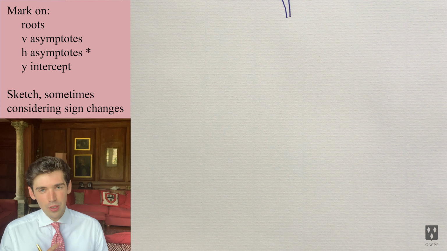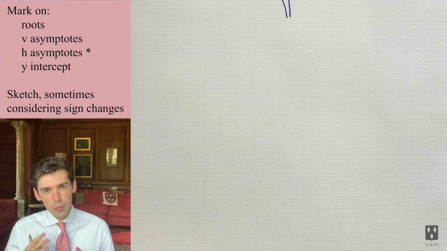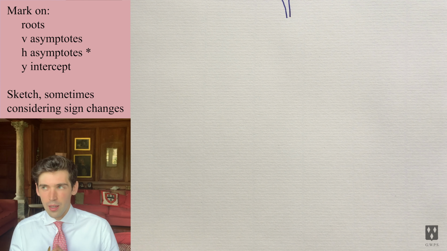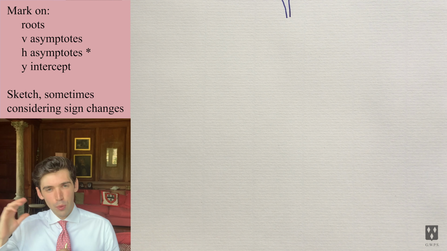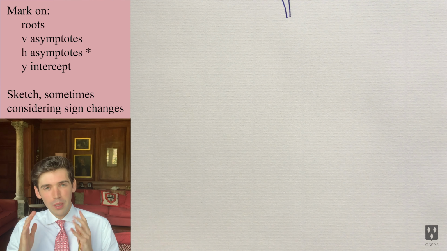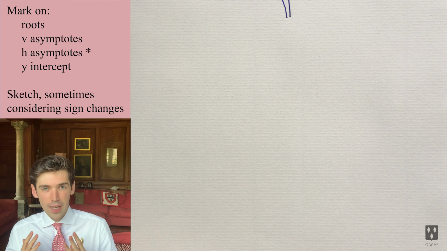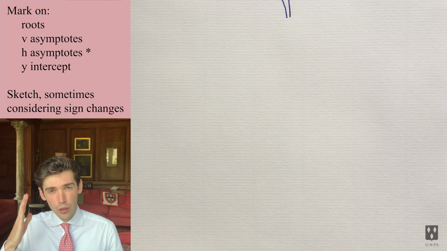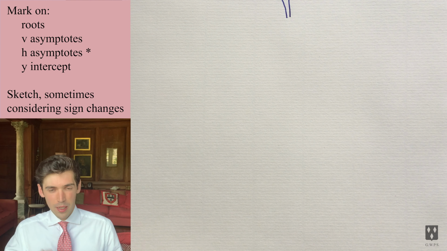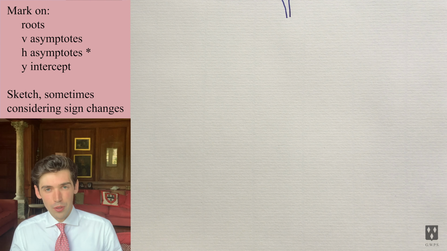But sometimes, and you'll see this in some examples, sometimes you have to go one step further and consider whether it's positive or negative. And you can split it up into regions of positive and negative, and that can help finish off the sketch. But the main bit is going through these key steps and having the systematic approach, and then it should all come together.